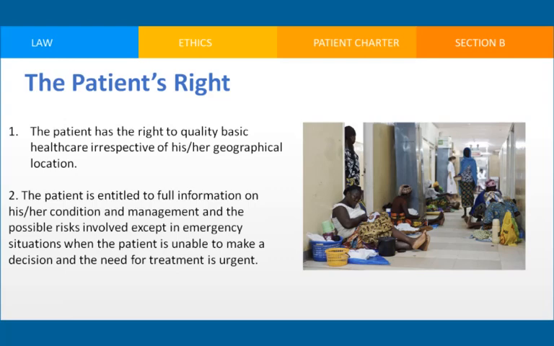The exception is only when it's an emergency and we have to make a decision. So in the best interest of the patient, we will act. We only override by not asking the patient and giving the information when it's an emergency. So it is very important for us to understand this.